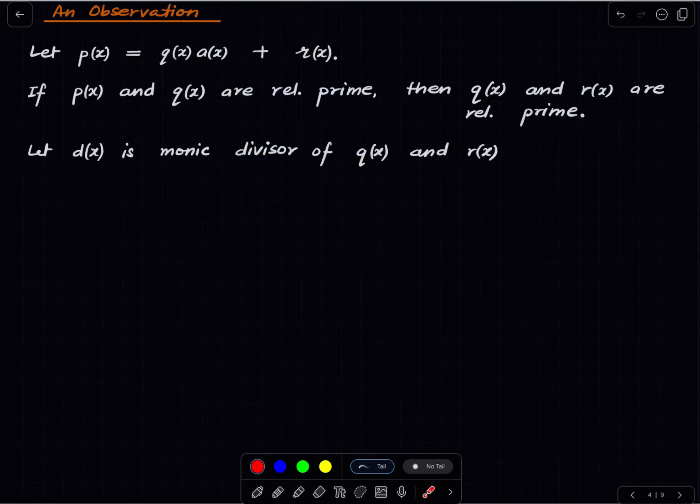But if something divides q(x) and r(x), then it divides p(x) also, because if you divide q(x), you divide that, and you divide r(x), we are assuming that. So d(x) divides the sum of these two because it divides the individual parts, and therefore it divides p(x). But then d(x) divides both q(x) and p(x), and since d(x) is monic, it has to be 1. And that's the proof. I don't think there is any point writing it. You can easily write down the details in your notes. So this is an observation which will be very useful. And now let us proceed.